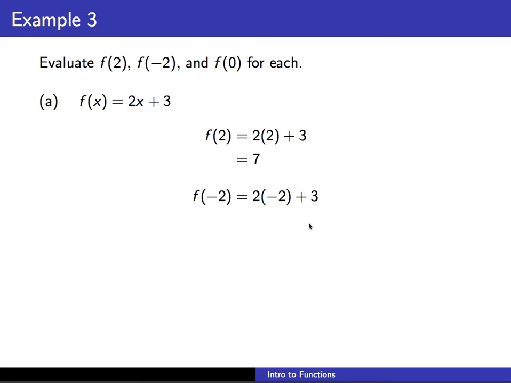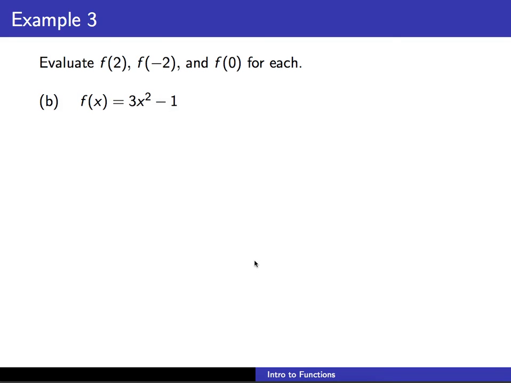For f of negative 2, we're going to double negative 2 and then add 3. So 2 times negative 2 is negative 4. Negative 4 plus 3 is negative 1. So we give our function, our machine, a negative 2. It gives us back a negative 1. Finally, when we give our function a 0, 2 times 0 plus 3 gives us back a 3. So here's our 3 values for example 3a.